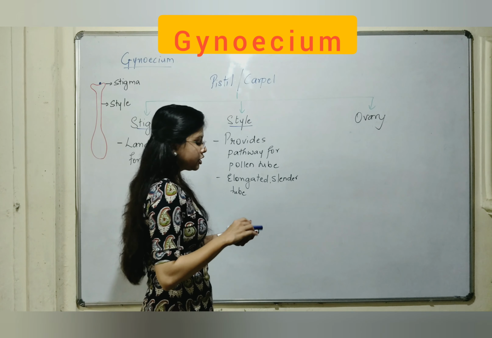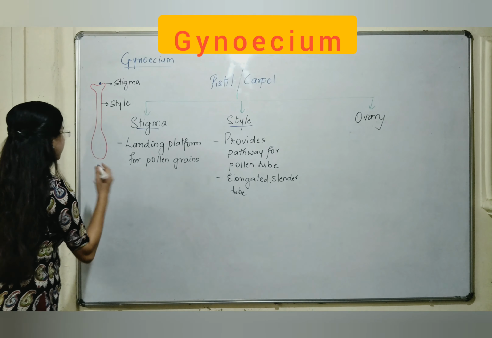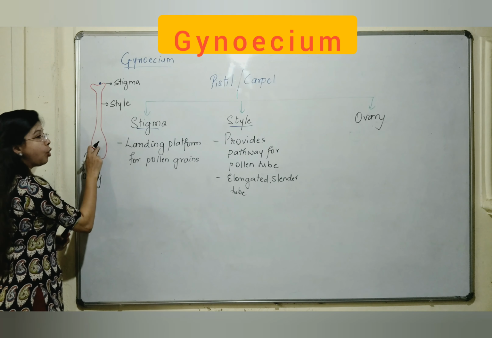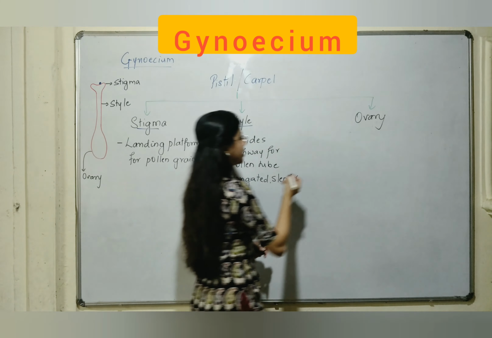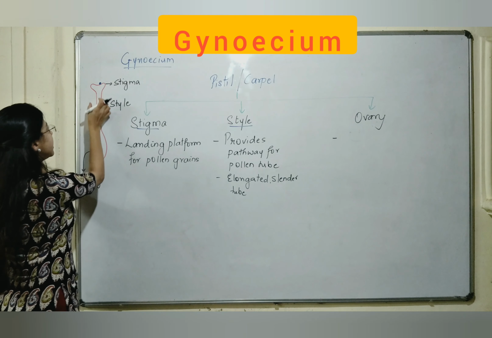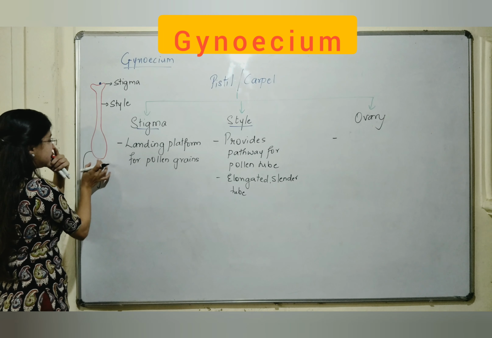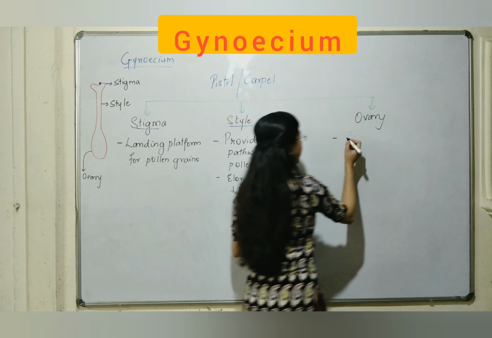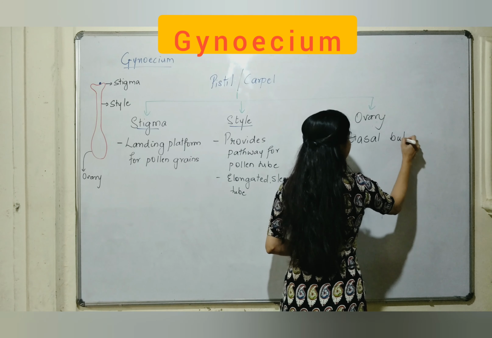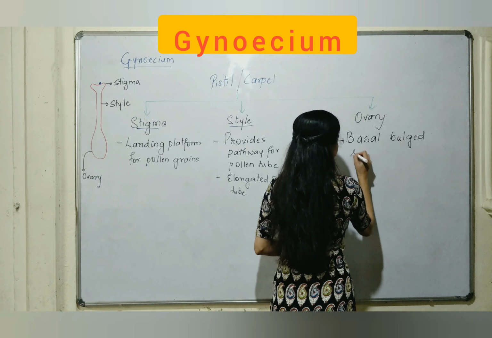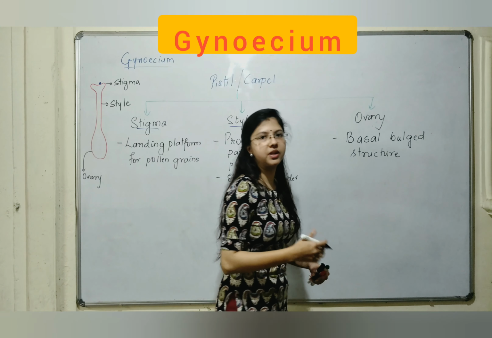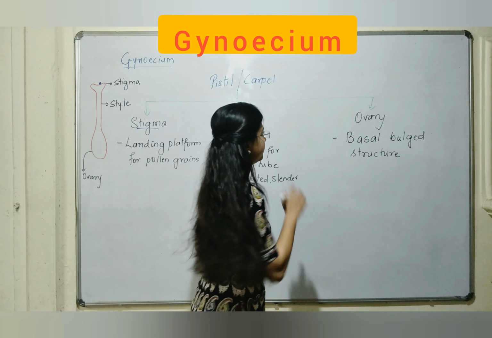The last part is the ovary. Now, as you can see in the carpel, the ovary is present at the basal part, and it is a bulged structure, right? Here, if you see, they are thinner structures, and at the base it has bulged out. So ovary is the basal bulged structure inside which will be present the female gamete, right?